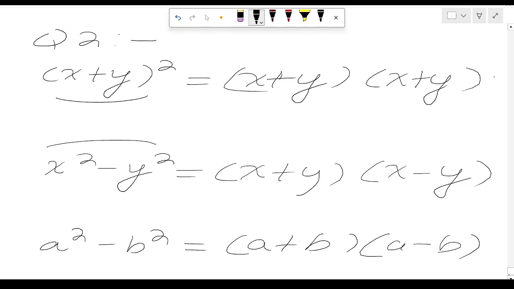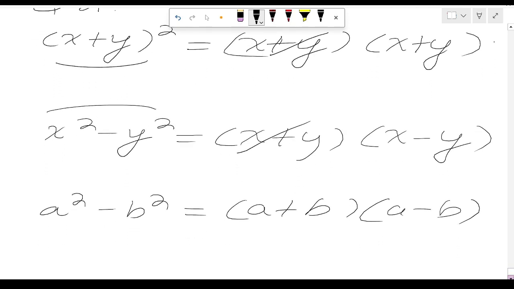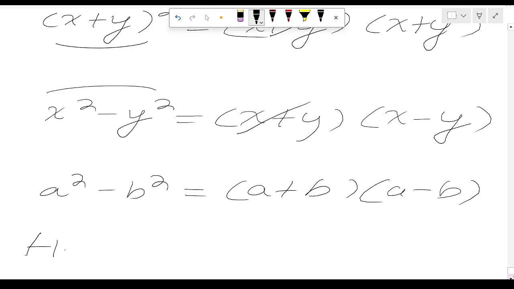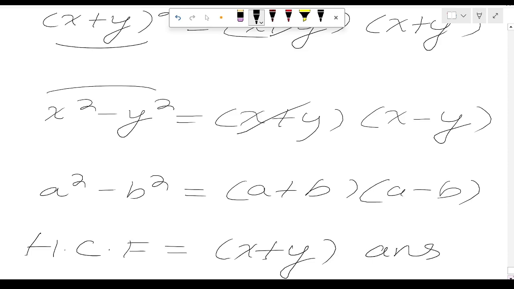Now what will be the HCF? Here we have x plus y and here we have x plus y. So these both will be common. We'll take them as a common factor. So I'll just write that the HCF is equal to x plus y, and this is our final answer.